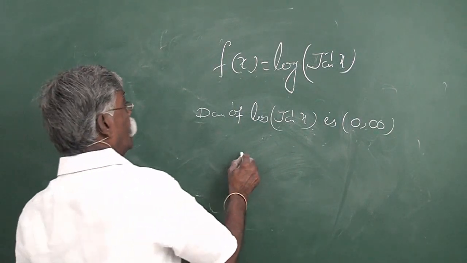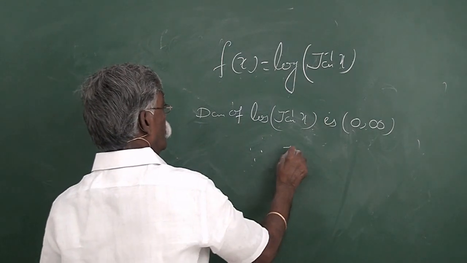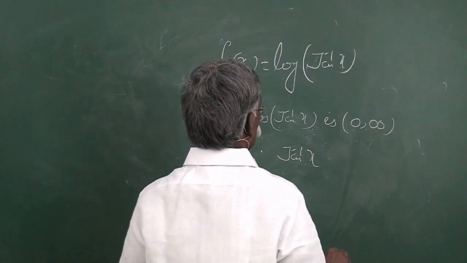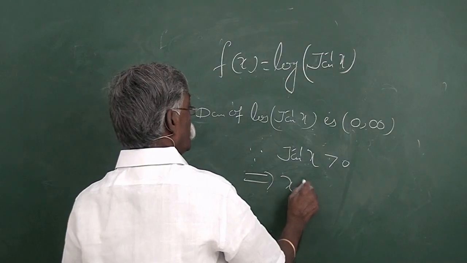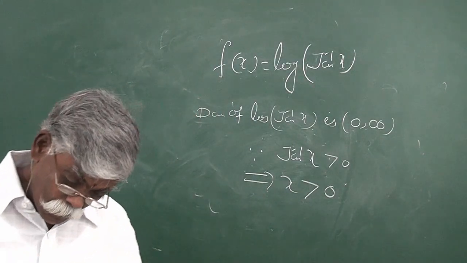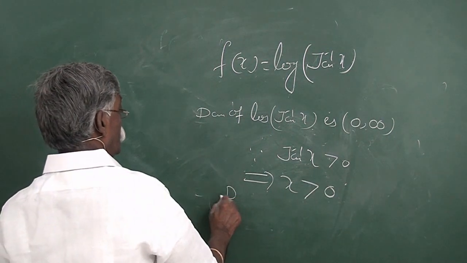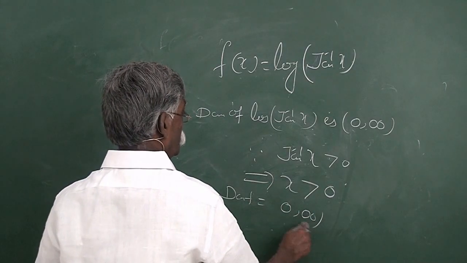And if tan inverse x is greater than 0, implies x is greater than 0. Therefore, the domain f is 0 to infinity.